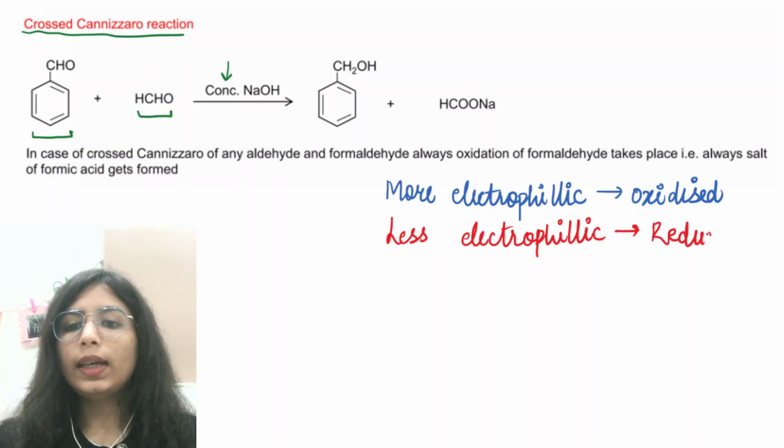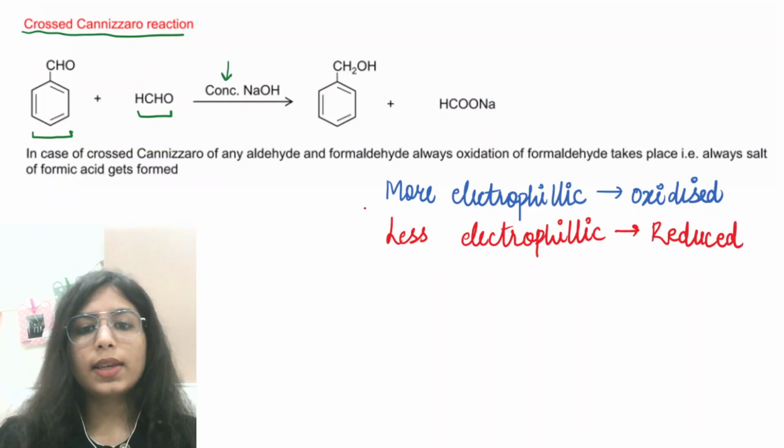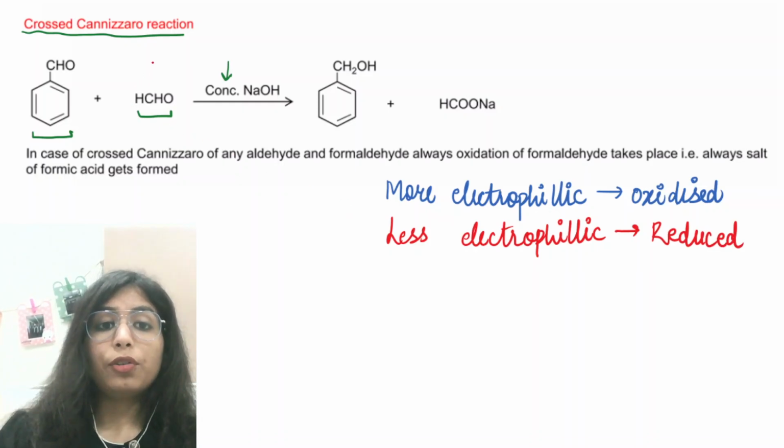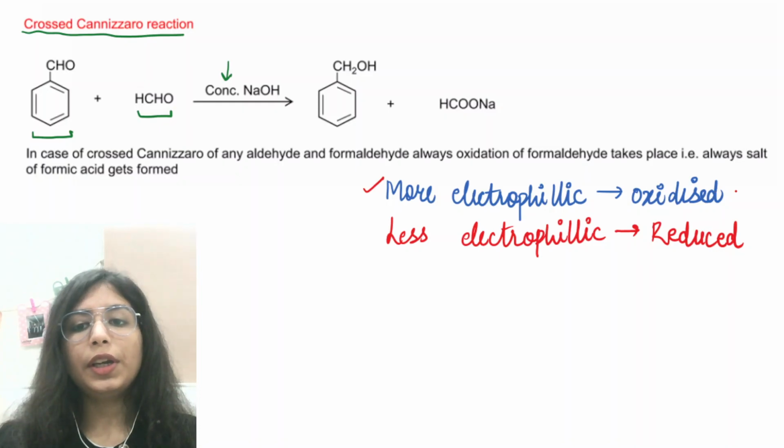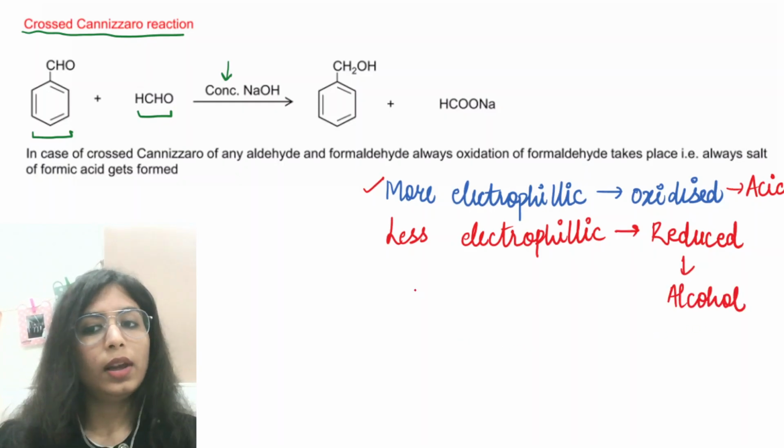So this is the key point that you have to learn in this case, that the more electrophilic one would be oxidized, which means that it would be getting converted into acid, and here less electrophilic would be reduced, which means that it would be getting converted into alcohol, right?